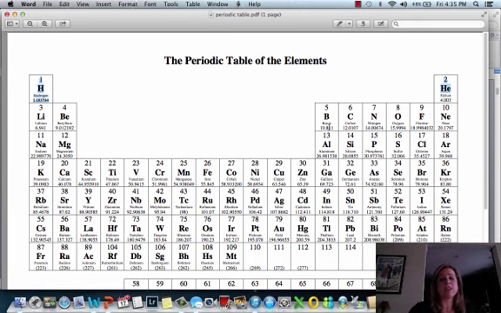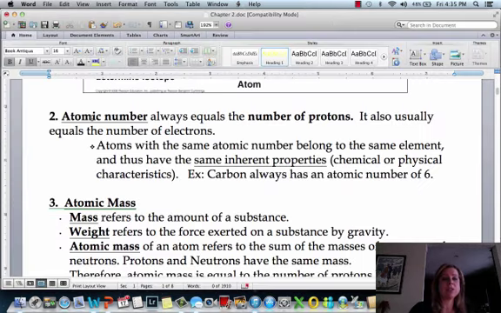So the first thing that we're going to talk about is atomic number. And so here in your notes, you can see that the atomic number is always going to be equal to the number of protons. It also usually is going to be equal to the number of electrons. Now I say usually because first we're going to start in this nice happy place where everything makes perfect sense. And then I'm going to totally break that down for you. So we're going to say it's the number of protons, it's also the number of electrons.